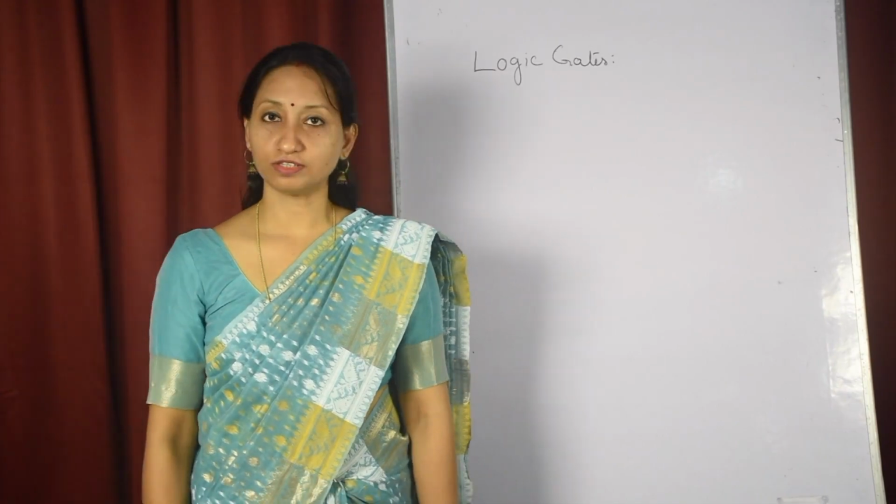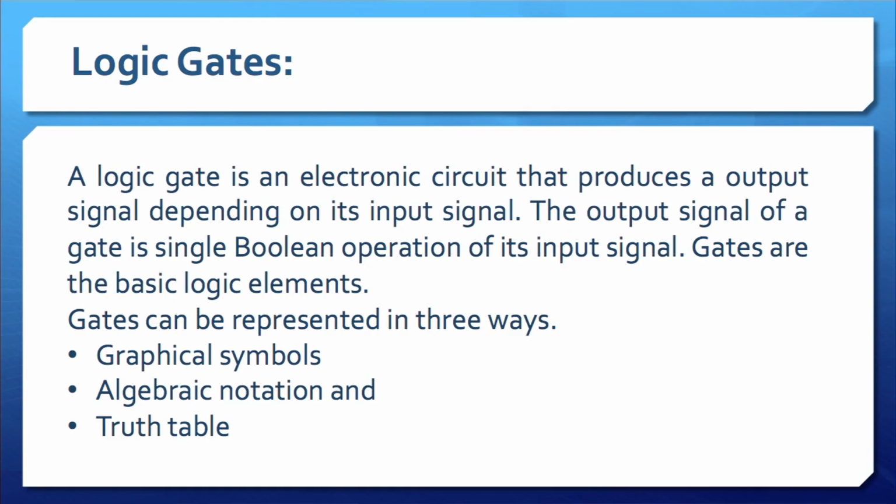So first, what are logic gates? Logic gates are digital circuits, also known as logic circuits, as they can be analyzed using Boolean algebra. They consist of one or more input signals and only one output signal. Logic gates operate with binary numbers, that is 0 and 1.